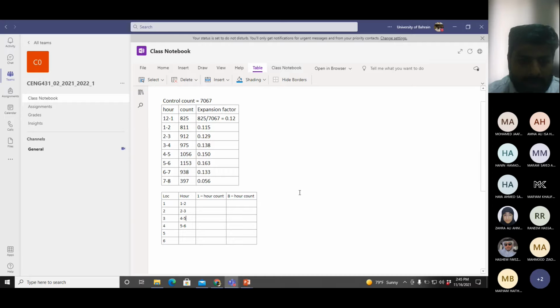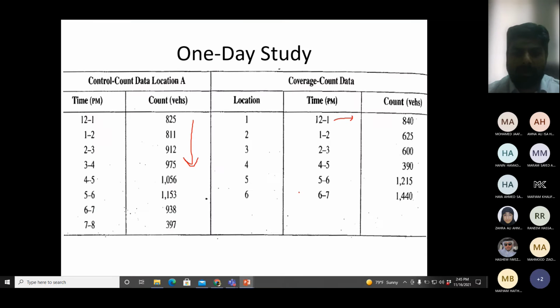I think I missed something. Sorry, it should start from 12 to 1. 1 to 2. 2 to 3. Then I have 4 to 5. Then I have 5 to 6. And I have 6 to 7. The values are 840, 625, 600, 390, 1215, 1440.